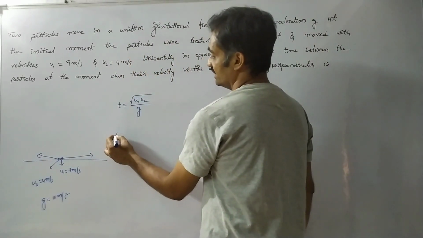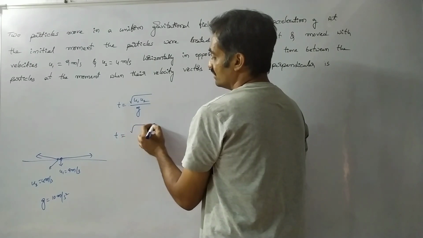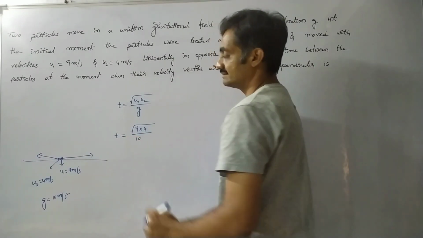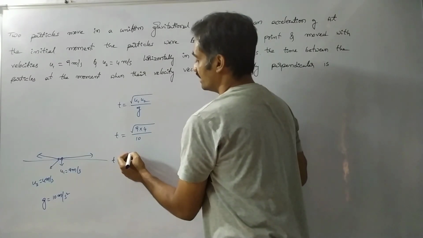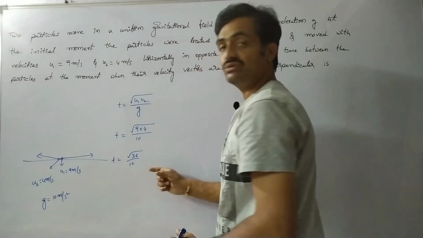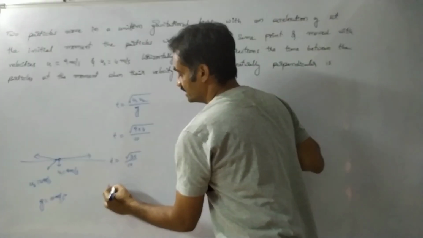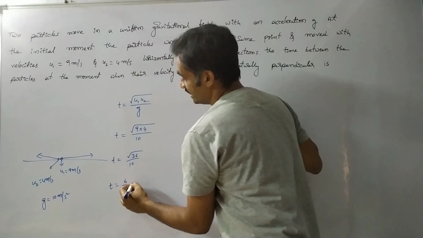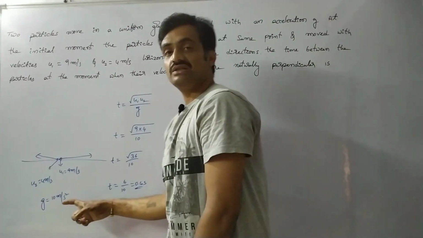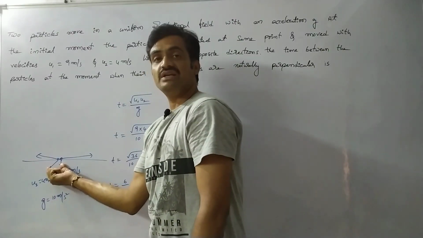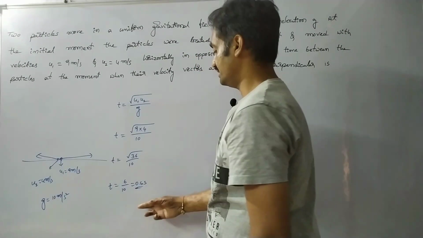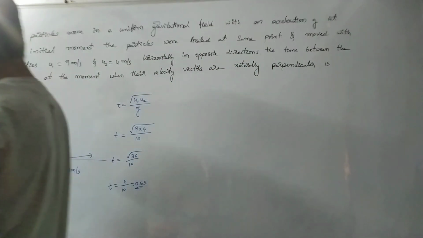If I substitute all these values, we get time t equal to the square root of 9 into 4 by 10. 9 fours are 36, root of 36 by 10, and we know that root 36 is 6, so 6 by 10, which gives 0.6 seconds. So after a time of 0.6 seconds, the two bodies have velocity vectors which are mutually perpendicular to one another.